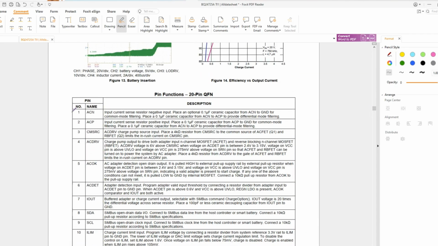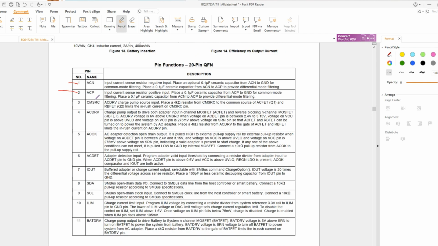Okay, so pin number 1 and pin number 2 go for current sensing of the adapter. On pin number 3 here we have the CM SRC, which is 19 volt. So we should check whether we have the 19 volt. And on pin number 4 here we have the AC drive voltage. So these are the requirements for the AC drive voltage to have 24 volt.